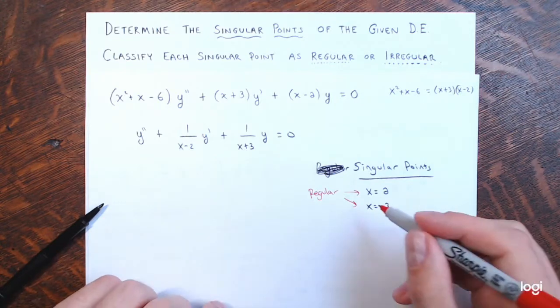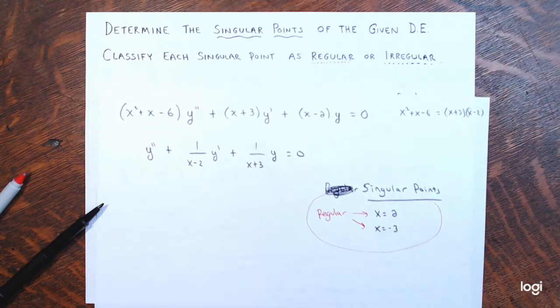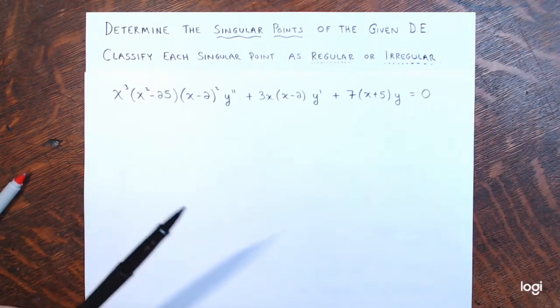So again, when you go to check, both of these will be regular again. Right? So far, lots of regular singular points and just the one irregular in the first example. But now finally, I promise you, this last example has a mixture of irregular and regular.